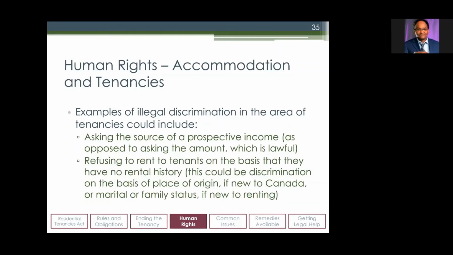Some other examples are asking the source of prospective income, again, unless the landlord knows that the income is from illegal means and illegal activities. The landlord is also prohibited from refusing to rent on the basis that the person is new to Canada, because they have no rental history and nobody to give them a reference as a previous tenant. This would be discrimination on the basis of origin.